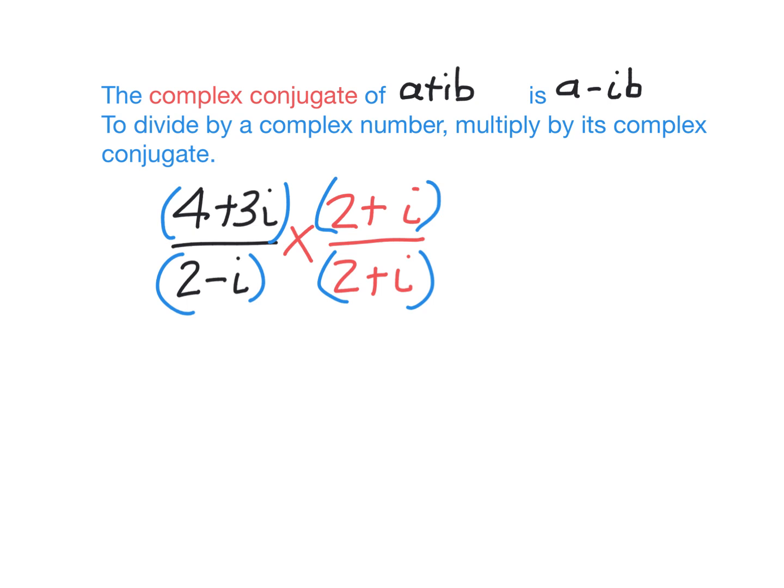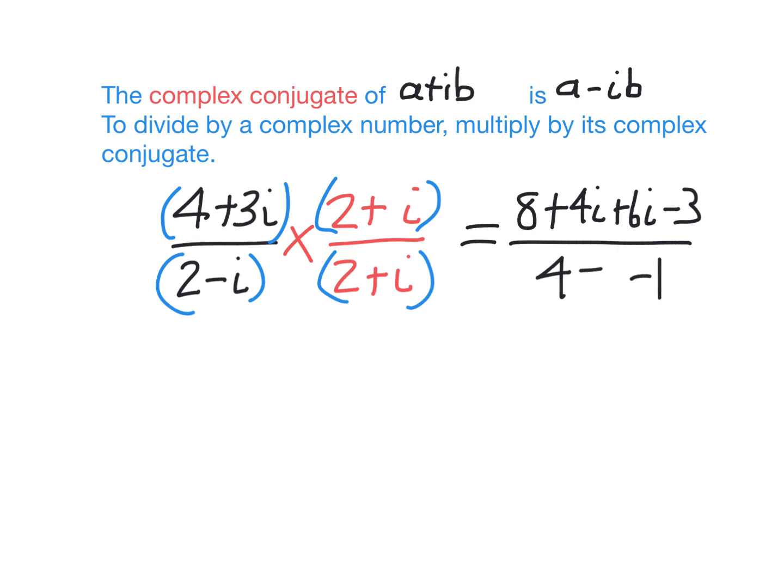So let's multiply it together, the tops. So 4 times 2, 4 times i, 3i times 2, and 3i times i gives a -3. On the bottom, we can use our difference of two squares. 2 squared is 4. i squared is -1, and we stick a minus between them. So what we're left with on the top, 8 minus 3, 4i plus 6i, and then 4 subtract -1 is 5.